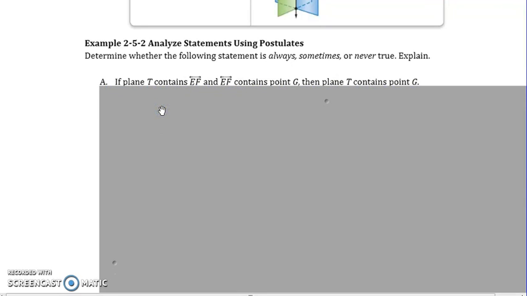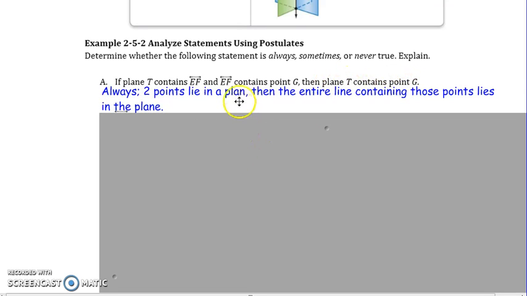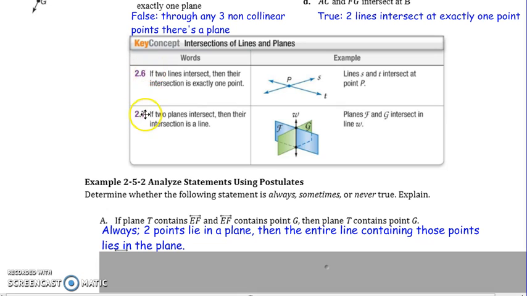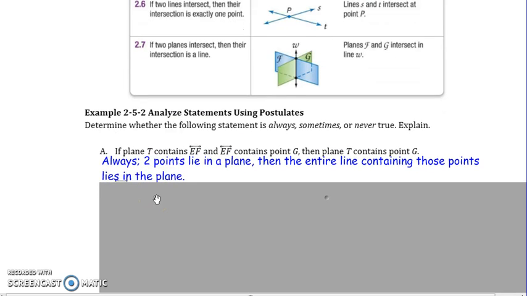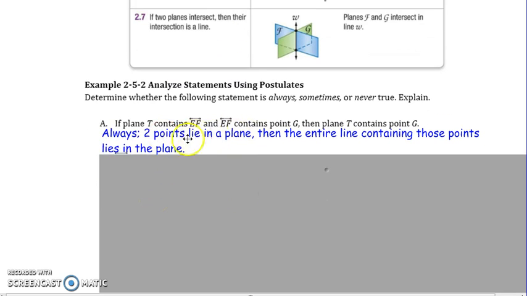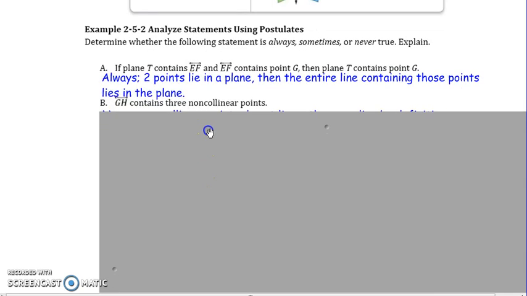Our first one: if plane T contains EF and EF contains point G, then plane T contains point G. That's always. If it contains that line within that plane, then the points on that line are going to be in that plane as well. And again, the numbers, 2.6, 2.7, don't really matter, because those change based on what section in the book they are. So the words are what we really want as our explanation. That's our postulate.